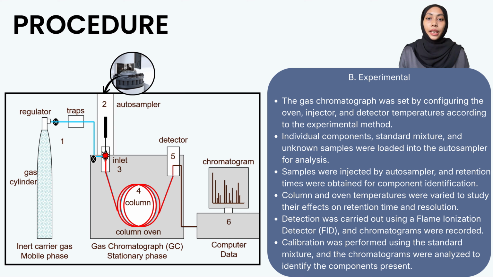Next, the column and the oven temperature were varied systematically in order to study their effects on the retention time and resolution of the separated components. Detection of the eluted compounds was carried out using a flame ionization detector (FID), and the chromatograms were recorded for each analytical run. Lastly, calibration was performed using a standard mixture, and the chromatographic data were analyzed to identify and confirm the components present in the samples.